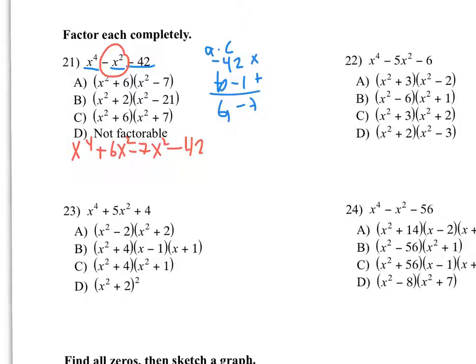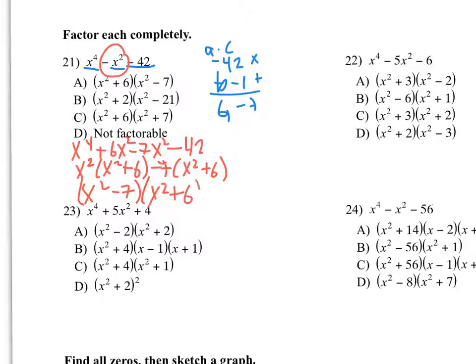Okay, for the first two, I'm going to take an x squared out. We have x squared plus 6. Then I'm going to take a minus 7 out, and I'm left with x squared plus 6. So that gives me x squared minus 7 and x squared plus 6. Neither of those is factorable any further, so we are done. So minus 7 and plus 6 is our winner.